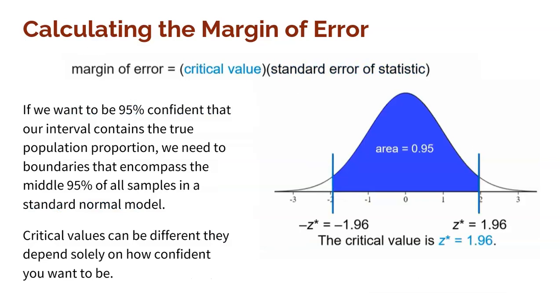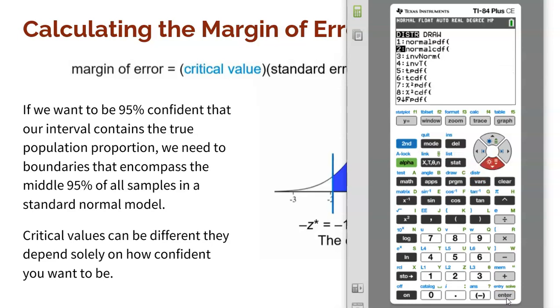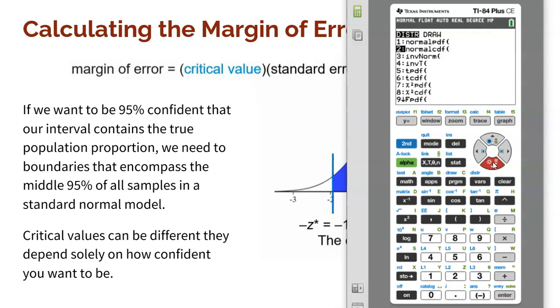This is what I already mentioned. If we want to be 95% confident, that's a critical value of 1.96. Again, where did I get that from? 95% confident means that we're looking at the middle 95% of all possible samples. And if you have the feature to select center, then you could definitely type in 0.95 into invert norm and you'll get the 1.96 and positive 1.96.